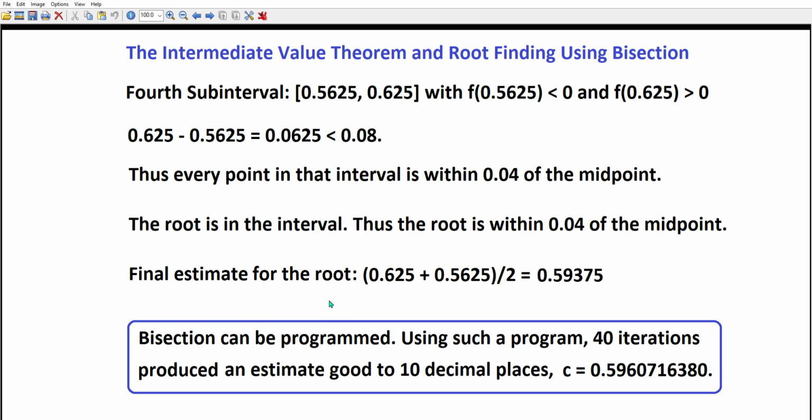Now, nobody does bisection by hand for any length of time, but you can program it. And for this particular problem, 40 iterations produced an estimate good to 10 decimal places, which is probably more accuracy than you would ever need.